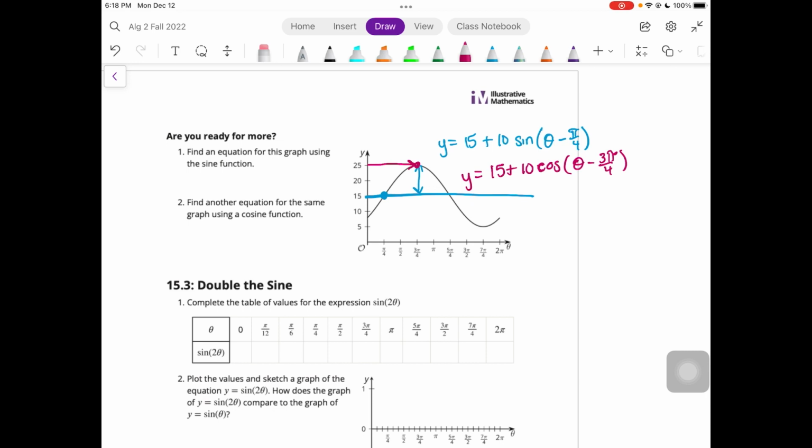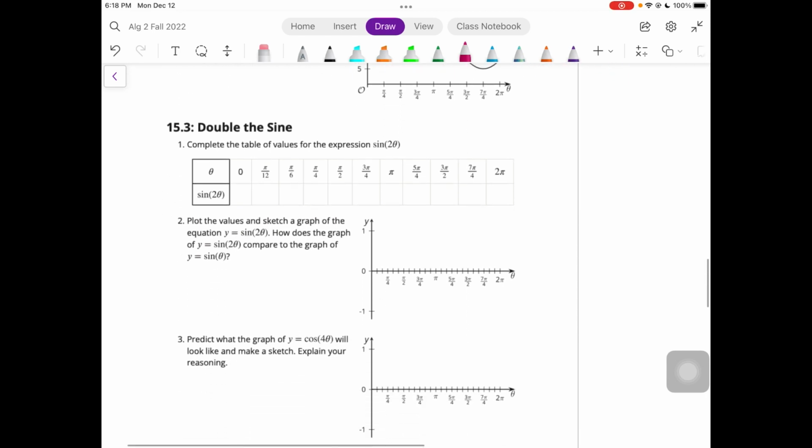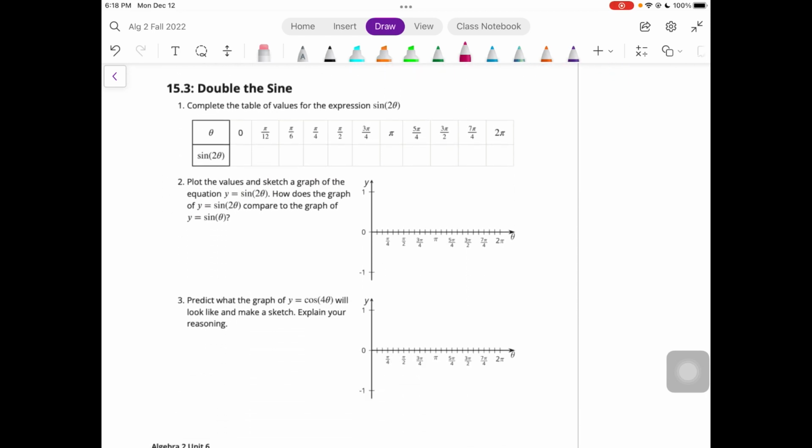So that's just a couple ways you could write that equation. There's actually a lot more, but that's okay. All right, 15.3, double the sine. We're completing the table of values for each of these expressions, looking at what happens when we double the angle measure.